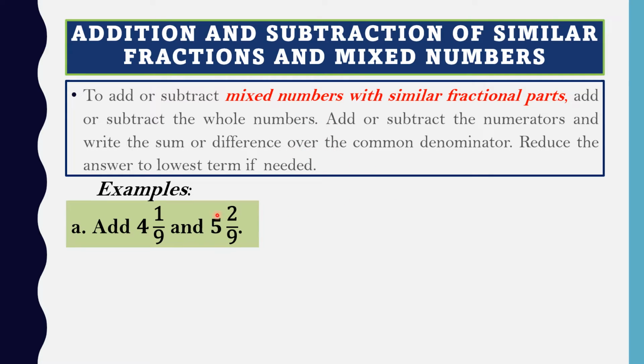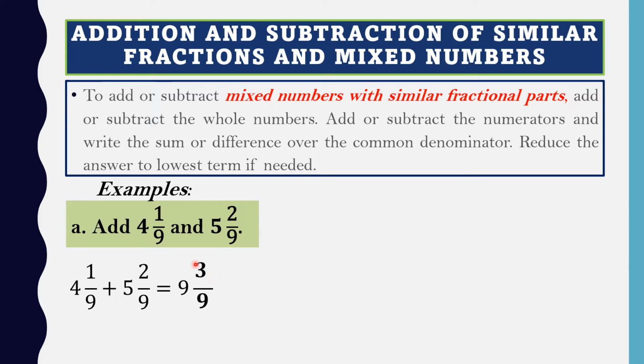Let's have an example. Example A. Add 4 and 1/9, and 5 and 2/9. So we write them horizontally, and we have already added here the whole numbers. So 4 plus 5 is equal to 9. That's why we have here 9. And then the common denominator is 9. So we write there the denominator 9. And of course, we add our numerators. So we have 1 plus 2 is equal to 3.